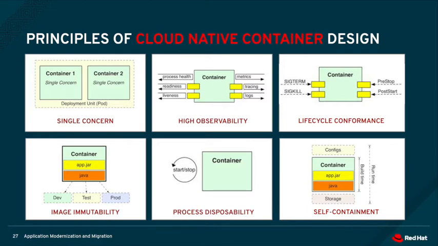The next is process disposability. We have the ability to stop and start your services based upon the container instances they are running. And the last but not least is self-containment. That means you do the building part, and the other aspects of configuration, storage, and network are separated out, which means that the whole container instance does the particular functionality expected of it in a self-contained manner.